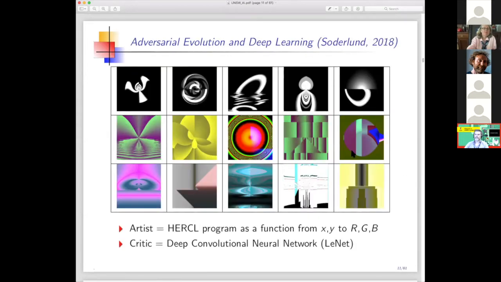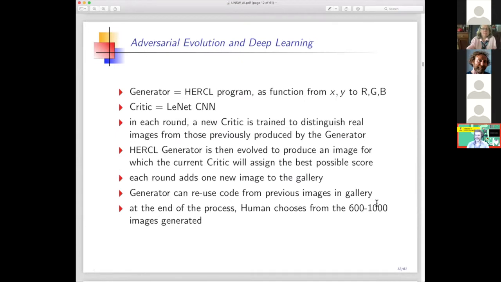And these are some of the early images we created with this process. The artist is a special kind of genetic program. It takes in an X and Y coordinate and produces red, green, and blue intensities. It's kind of a back and forth process. You have an evolutionary process that goes on. The artist is trying to create an image that will fool the current critic. At the end of that process, whatever the best image that's emerged goes into a gallery, and then the next critic is trained to reject all of the existing images in the gallery.